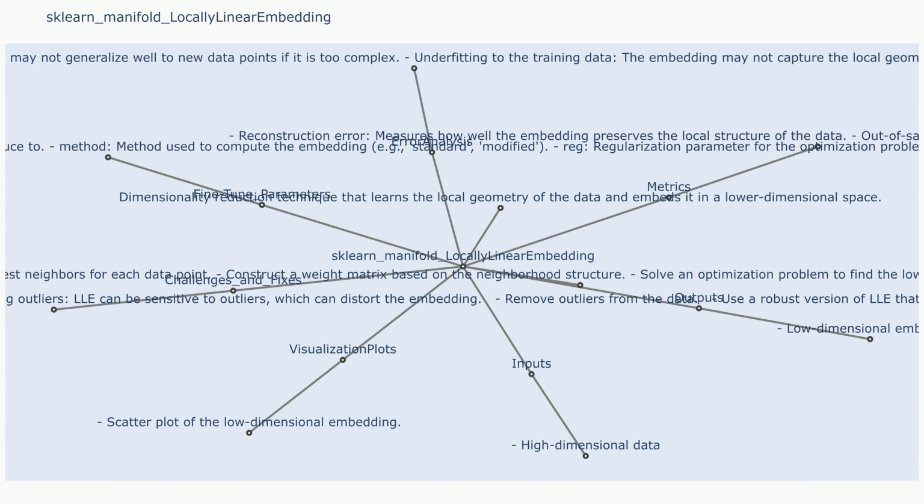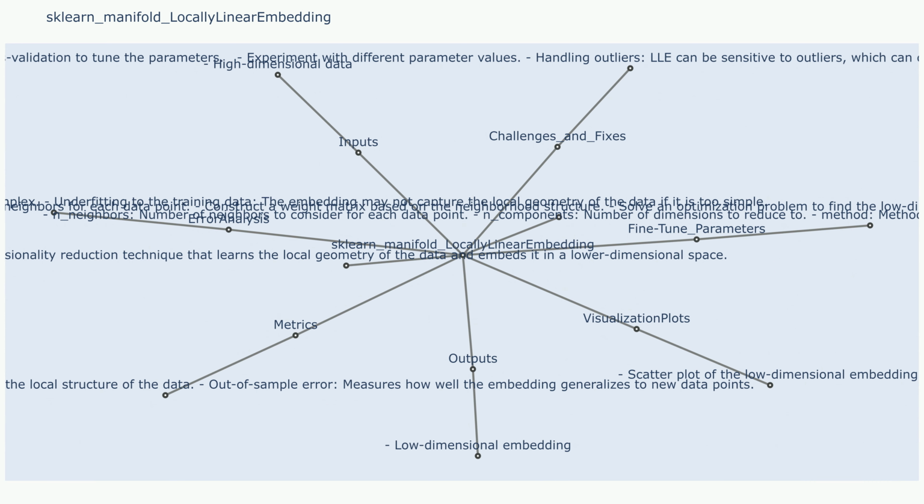Challenge 2. Computational complexity. LLE can be computationally expensive, particularly for large datasets with high dimensionality. Sample use case that resulted in challenge 2. Analyzing a dataset with millions of data points and thousands of features might lead to long computation times for LLE.